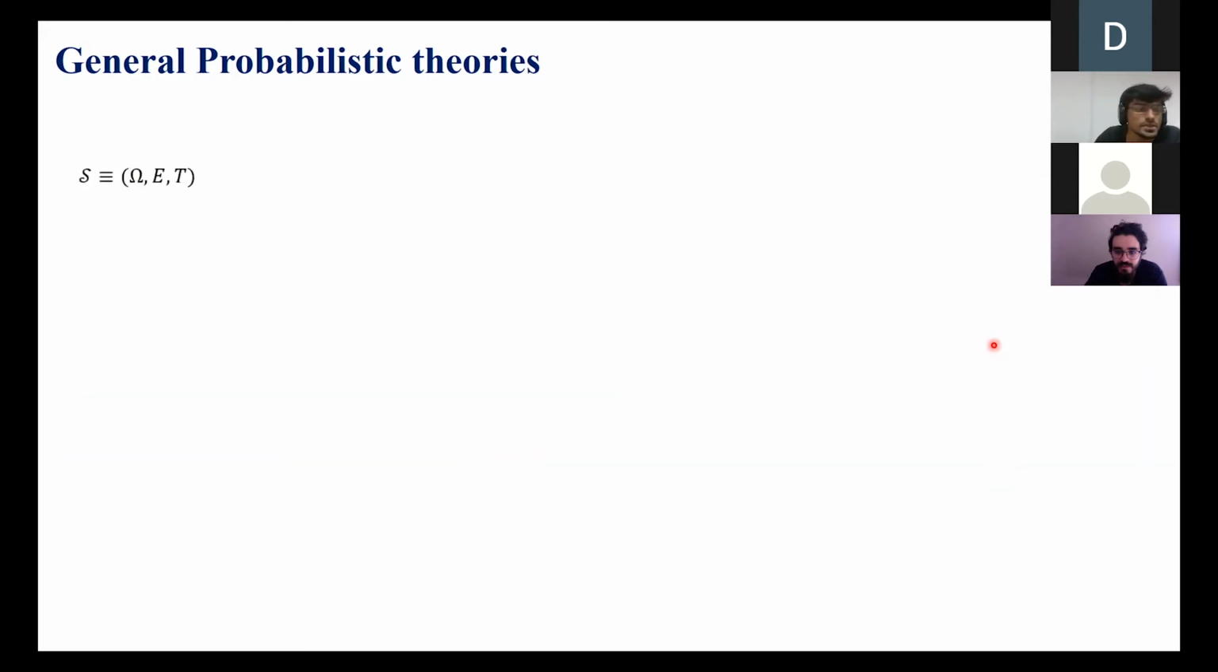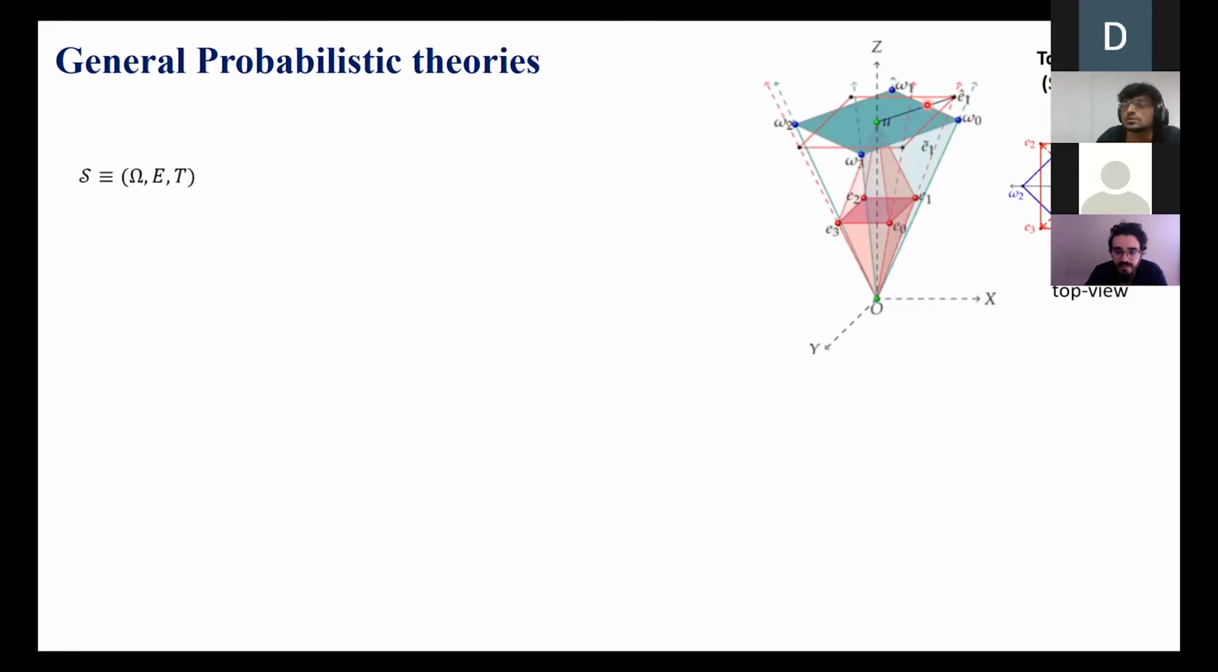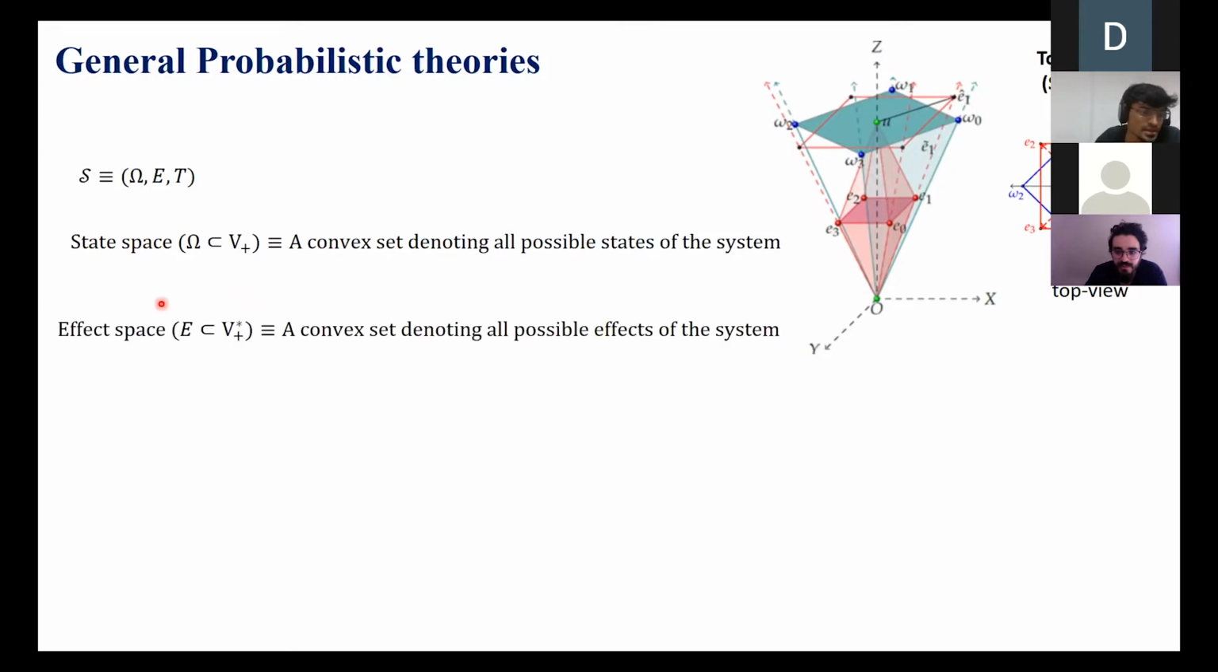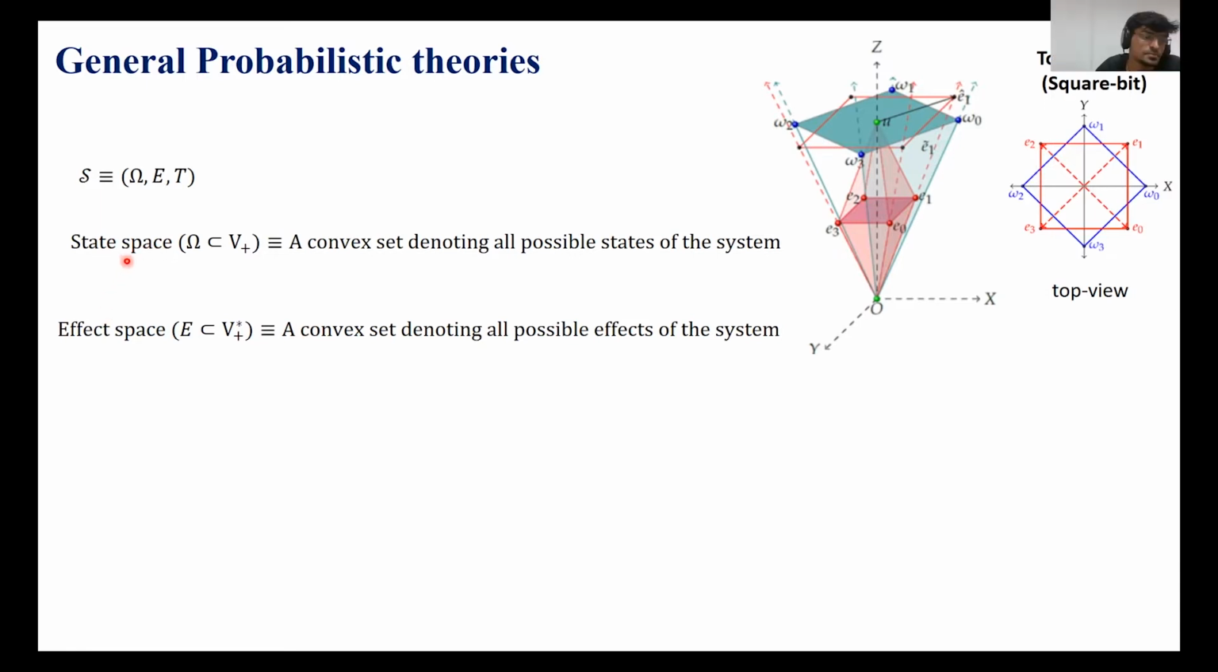All right, let me give some example. This is the standard square bit model, which is very well known. Here we can see that this blue square is the state space. In this framework, every state space can be thought of as some convex set embedded in some R^n. Similarly, we have some effect space, again a convex set. It is created from the state space by looking at the set of all possible vectors in this R^n that give us a valid probability on all possible states.